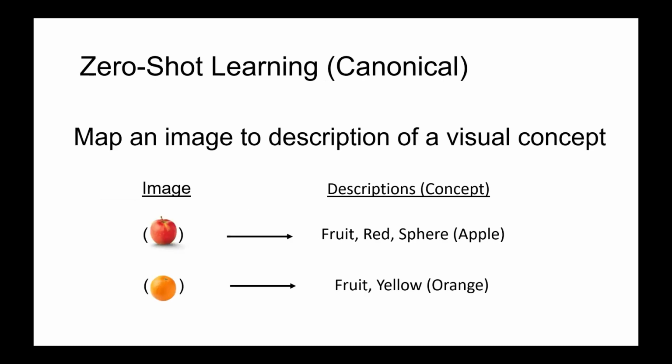To tackle this, we have another kind of method called zero-shot learning, the canonical zero-shot learning. This method tries to map an image to a description of a visual concept. For example, given an apple, we want to map this apple image to a description of the concept: it's a fruit, it's red, it's a sphere. Next time, if we are given an orange, the output should be a fruit with yellow color. Finally, we map these attributes to individual concepts, apple and orange. This is the so-called canonical zero-shot learning.